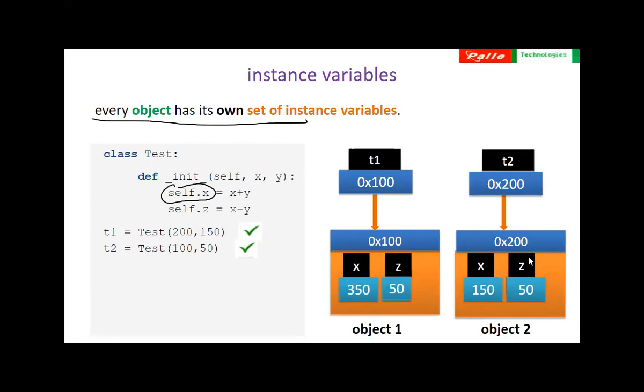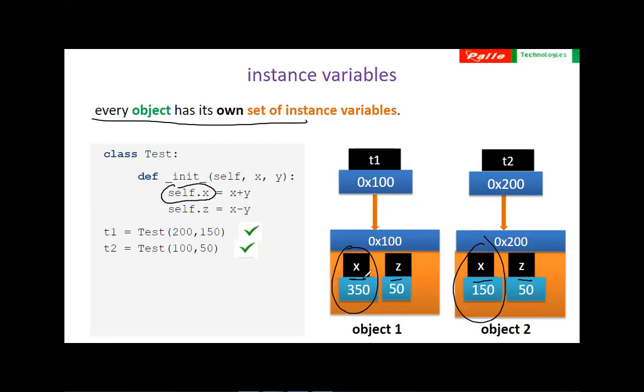Now tell me, is this x and this x the same? You have to remember this point: these two x are different. Similarly, is this z and this z the same? Both are not the same. This x belongs to object 1, and this x belongs to object 2. Now tell me, how can I print this x?